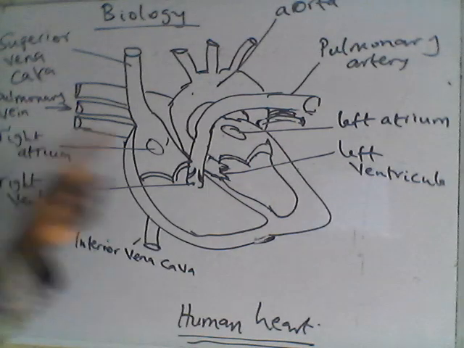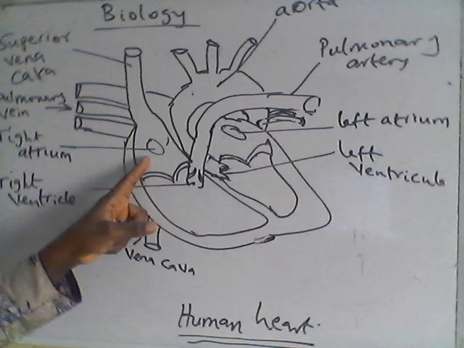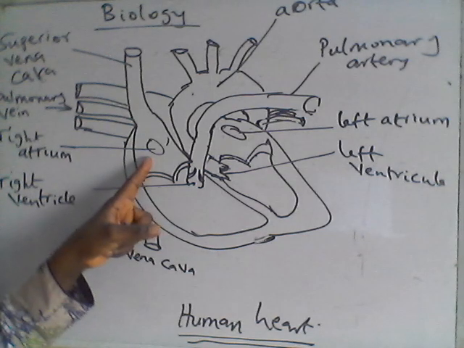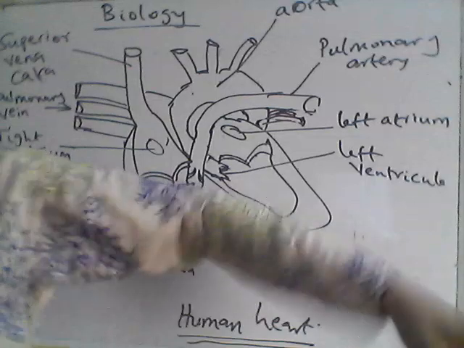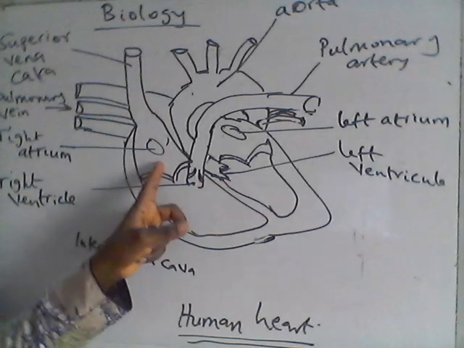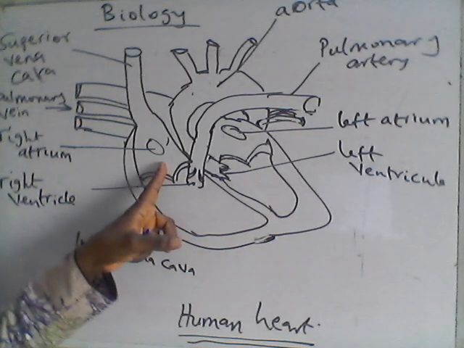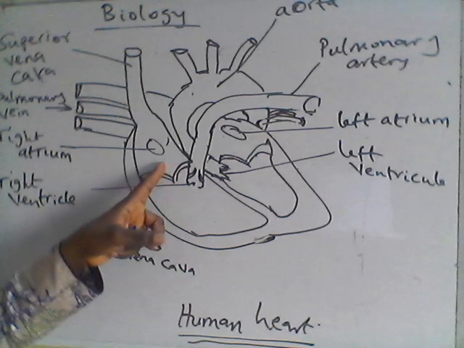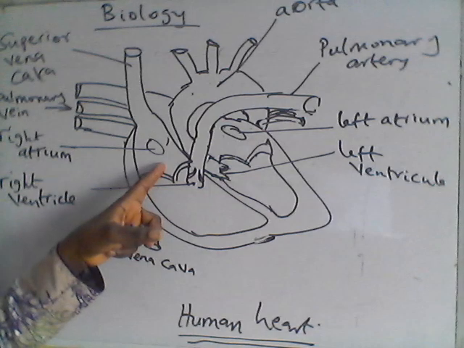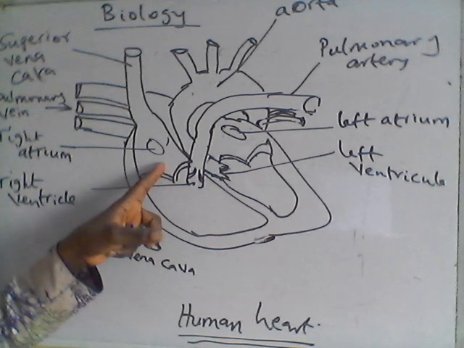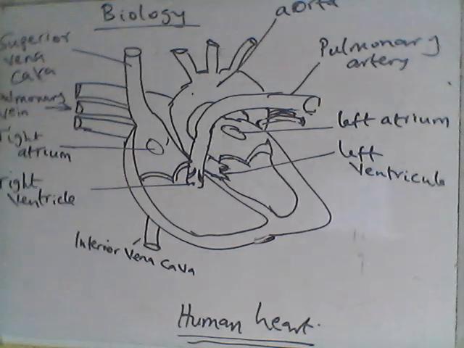Now the right atrium, this is the right atrium, is also an upper chamber of the heart. If I stay like this, this is my left and this is my right. So the right atrium, the upper chamber of the heart, will also receive deoxygenated blood from the body through the superior and inferior vena cava. So this is the vena cava, and this is where the blood comes in.